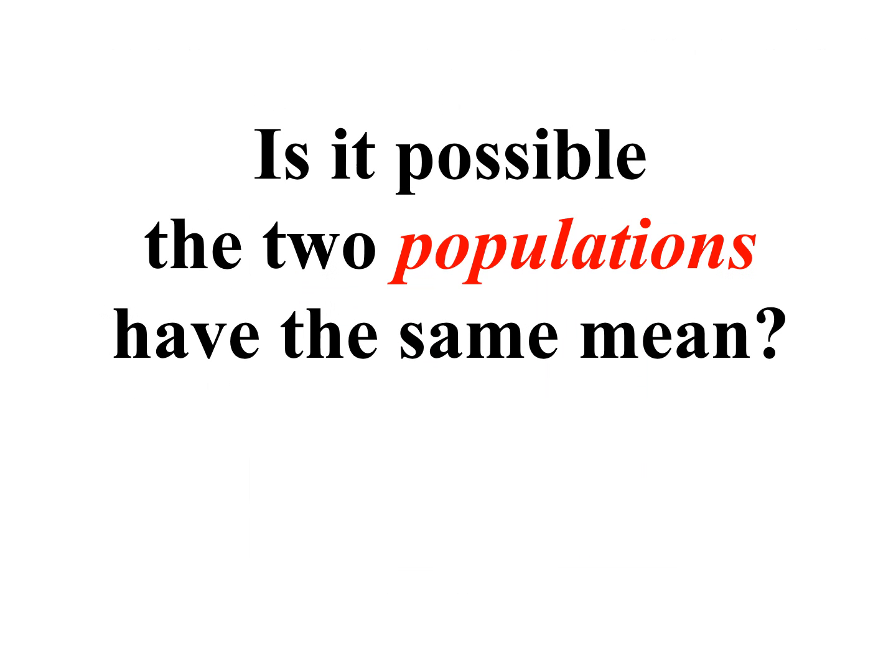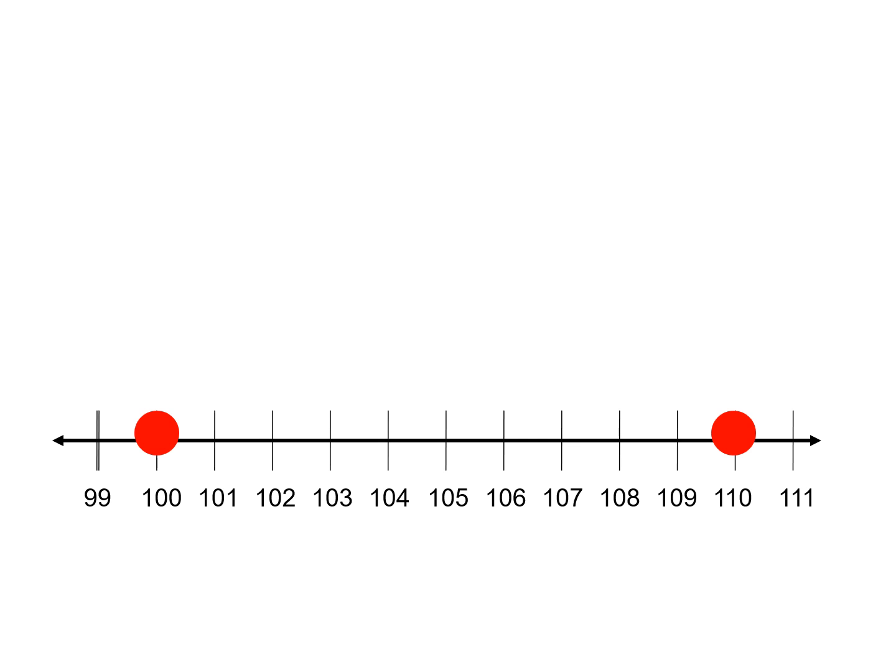Again, the researcher has to face the question: is it possible that the two populations have the same mean? In other words, can sampling error account for the 10-point difference between the samples? Here we have the two samples, and now you can see the 95% confidence intervals around each sample mean. As you can see, the possible values of mu for each sample are very different. There is no overlap in the confidence intervals.